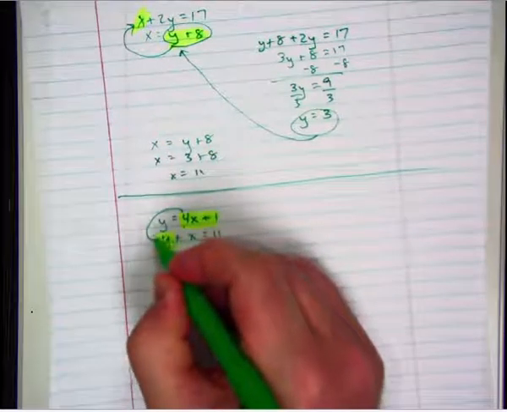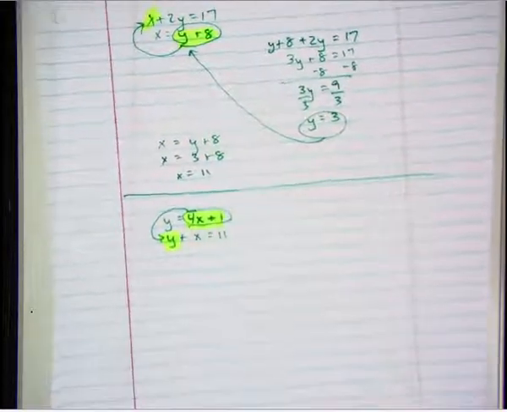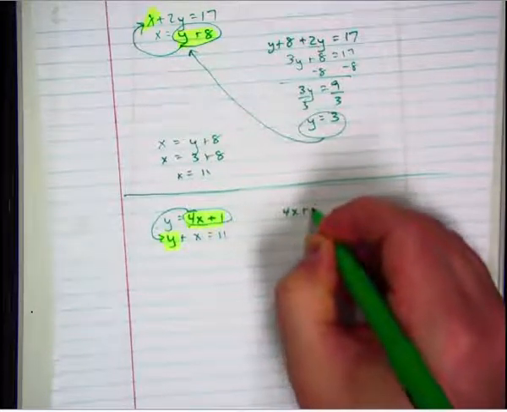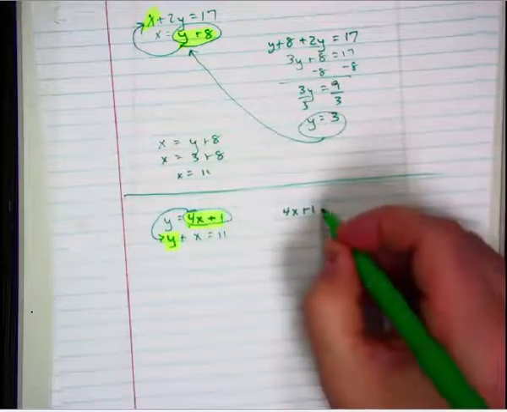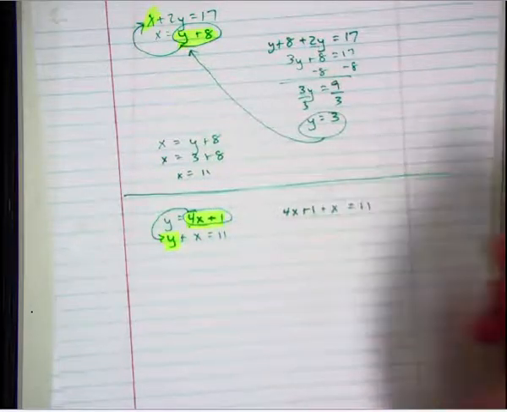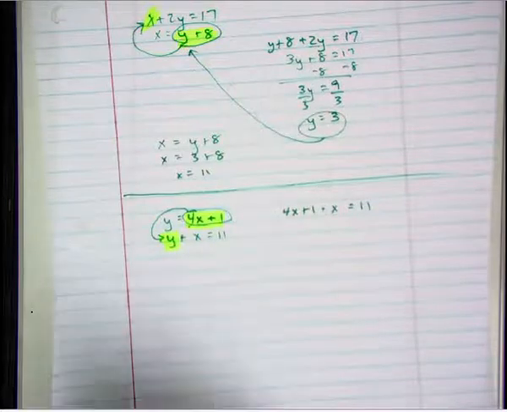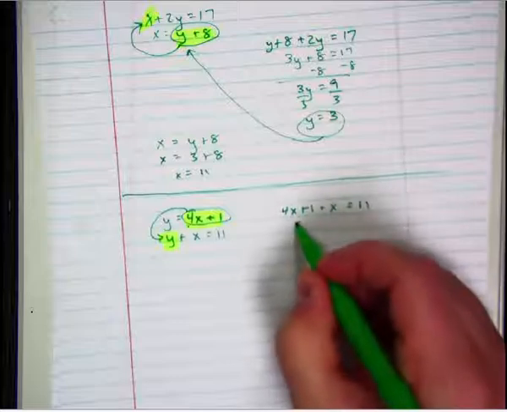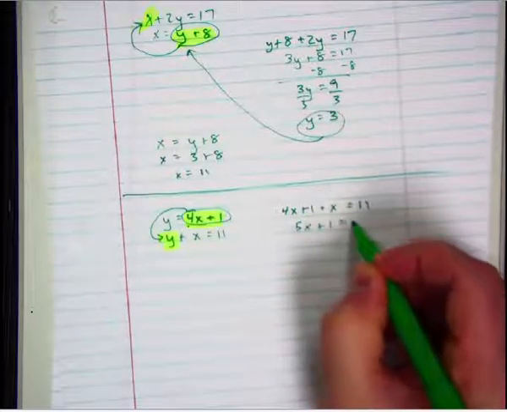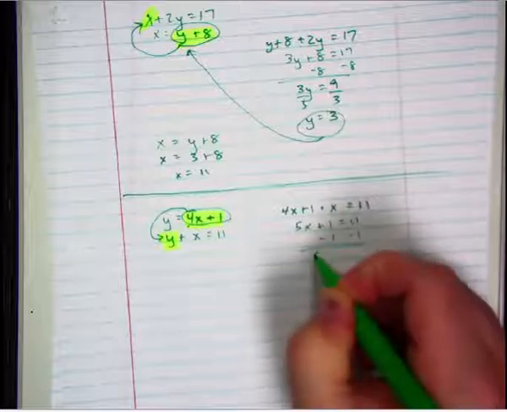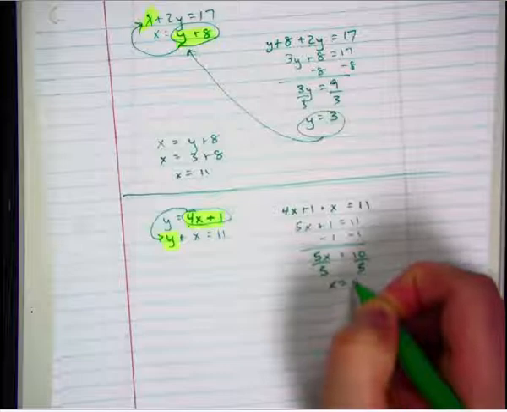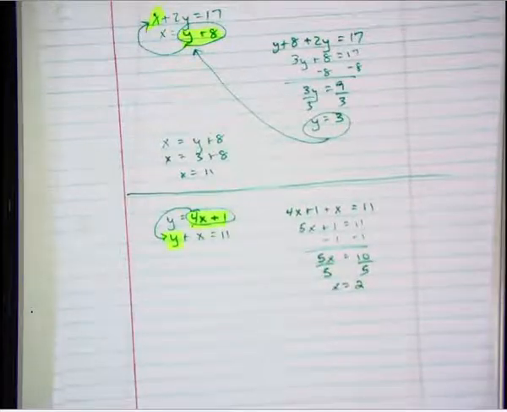Okay, so I'm going to take this and put it right there. And now when I write that out, I should have 4x plus 1 instead of the y, plus x equals 11. That was just the rest of the equation. Again, notice that now the only variable I see is x, so I combine like terms and solve for x. I get 5x plus 1 equals 11, subtract 1 and get 5x equals 10, divide by 5 so that x equals 2. So that is the x coordinate of my solution.